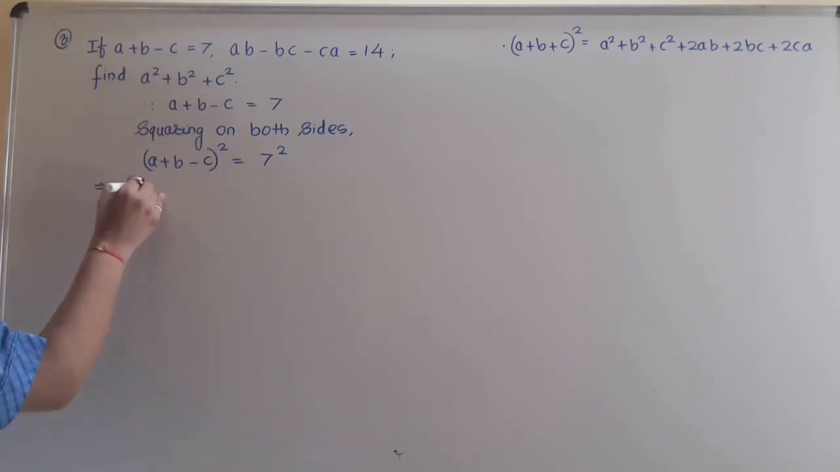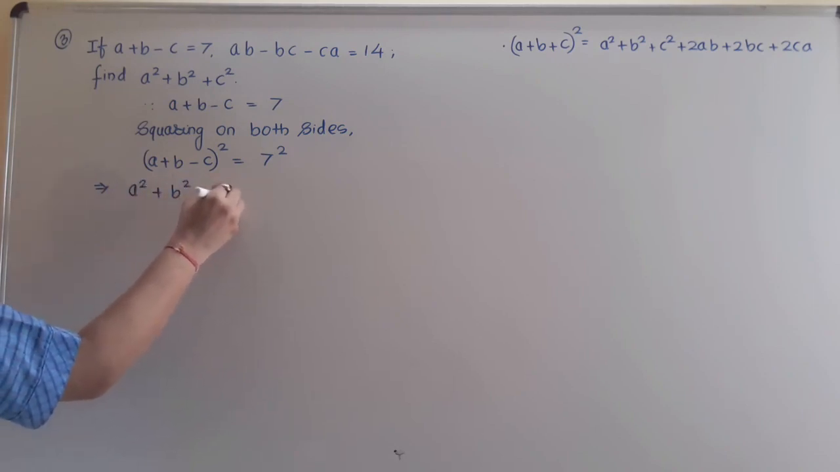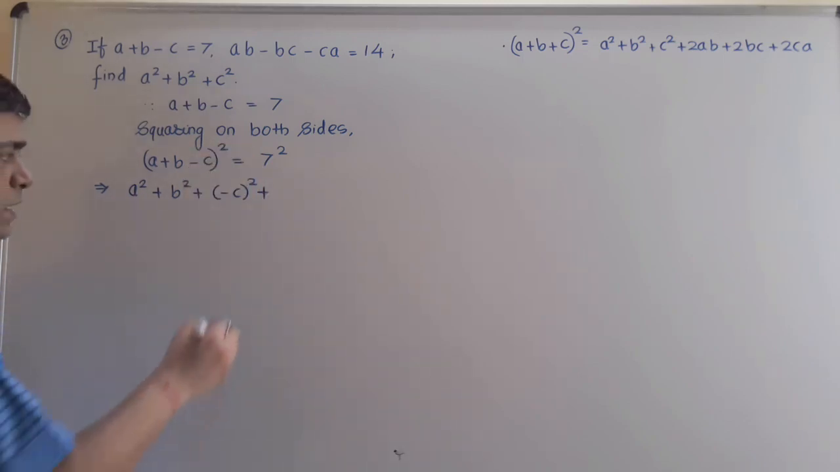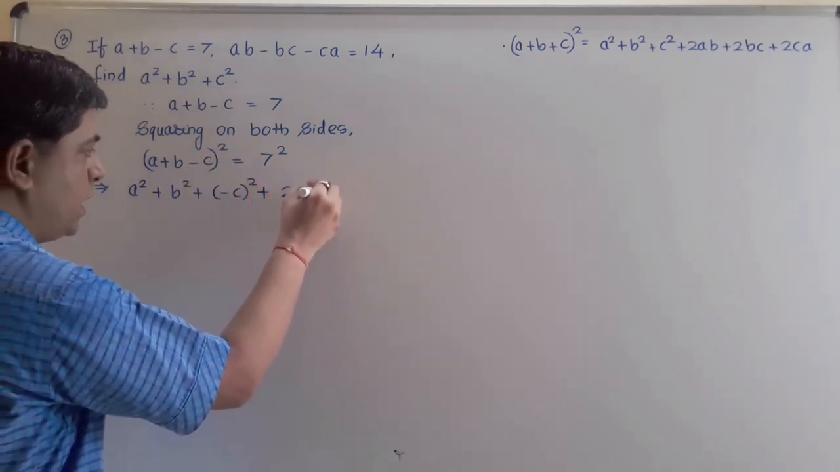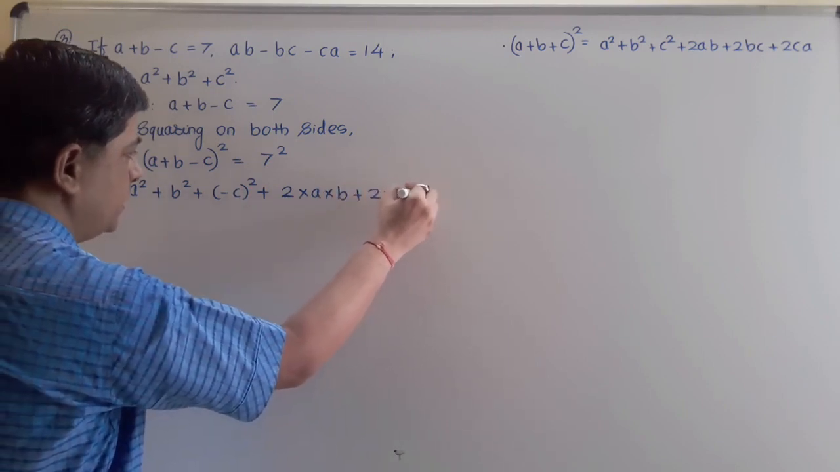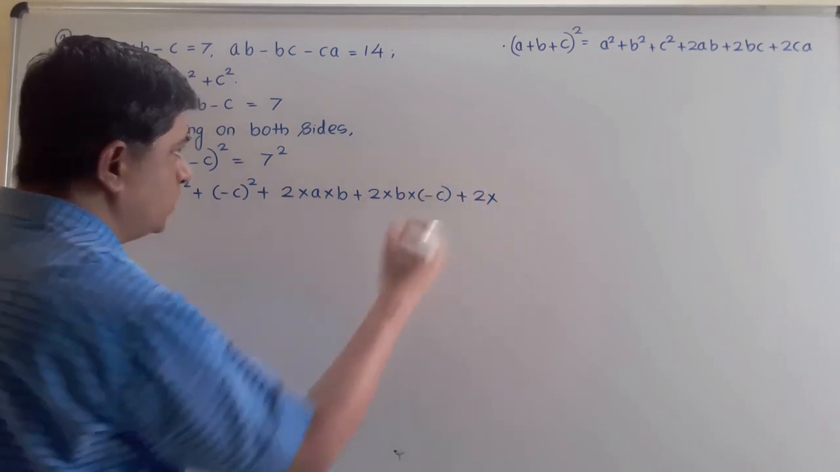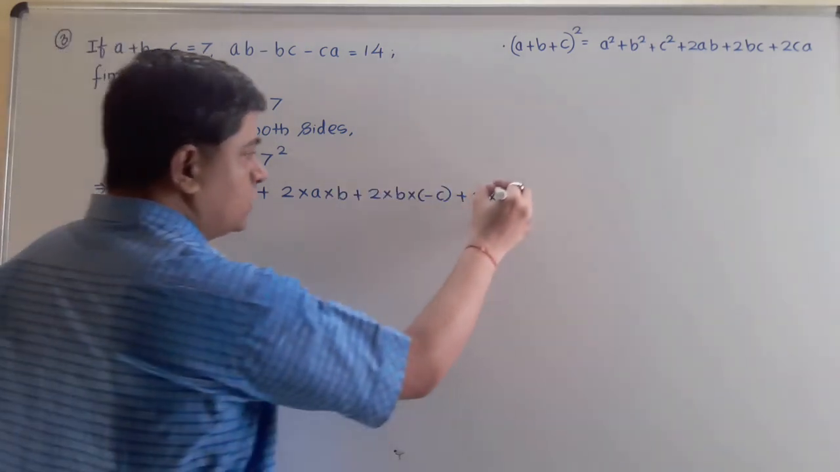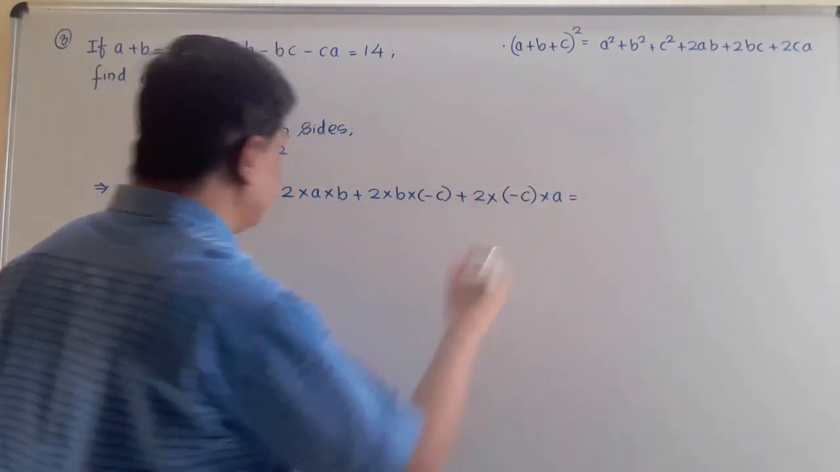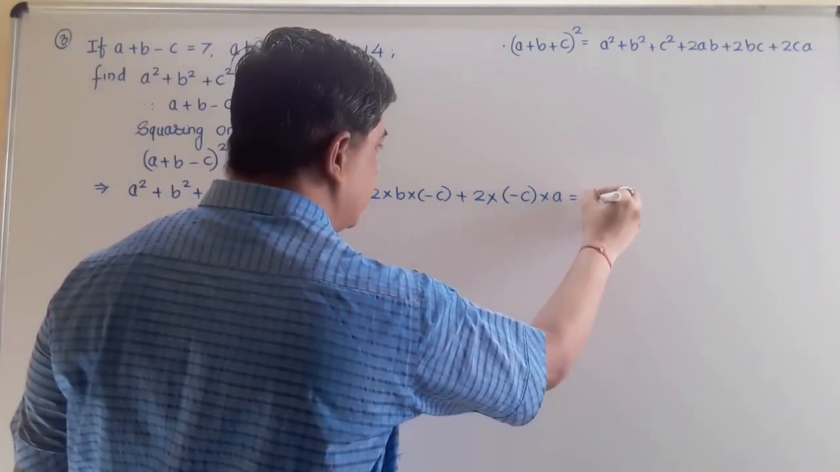So all values I am keeping in the formula. So a will be a square, b will be b square, c will be minus of c the whole square, plus 2ab. So 2 into a into b, plus 2 into b into minus of c, plus 2 into c into a. So that will be minus of c into a, is equal to square of 7, which is 49.